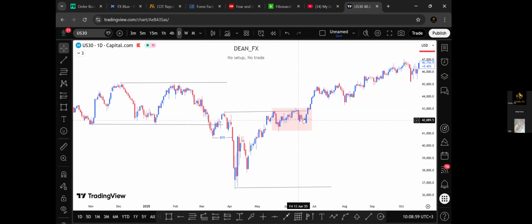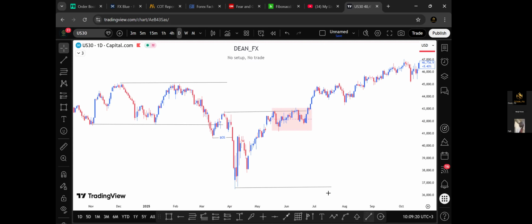So we still wait, because that's not how we trade. We trade on confirmations, not only on gestures or maybe aggressive moves.